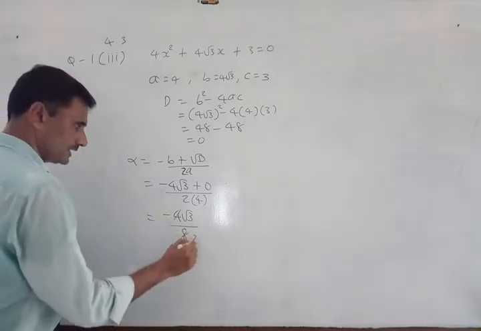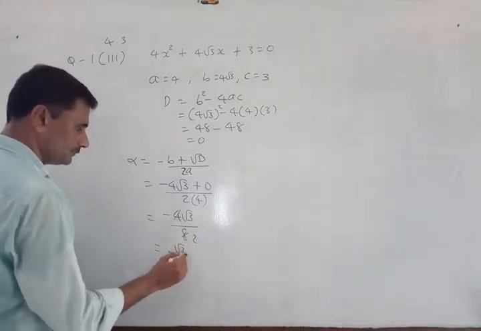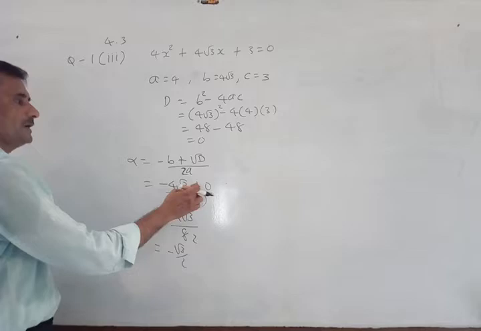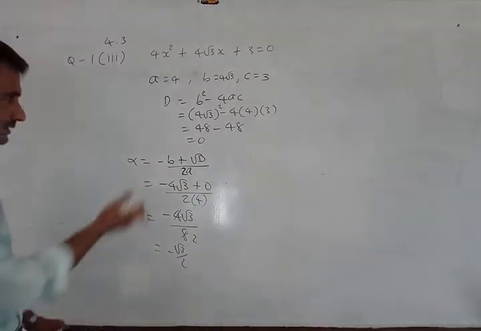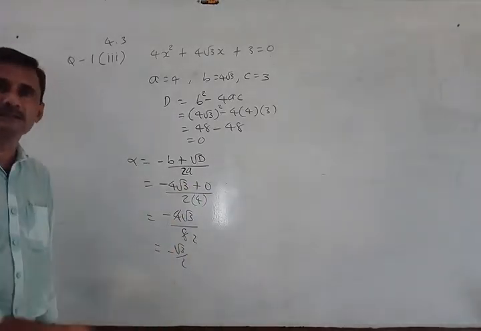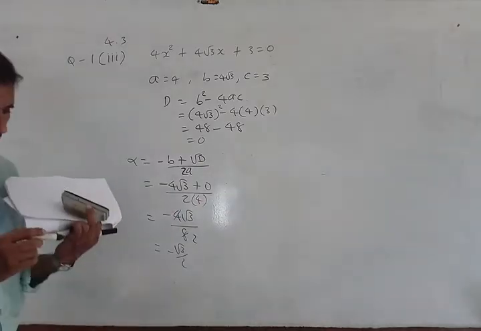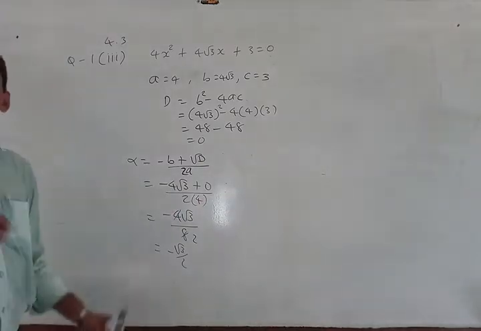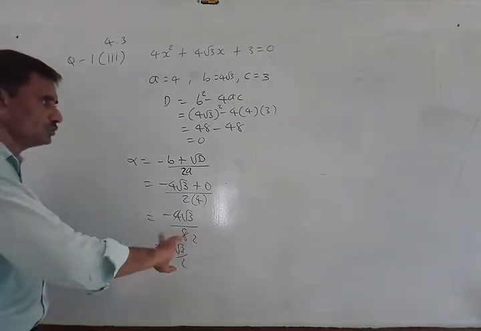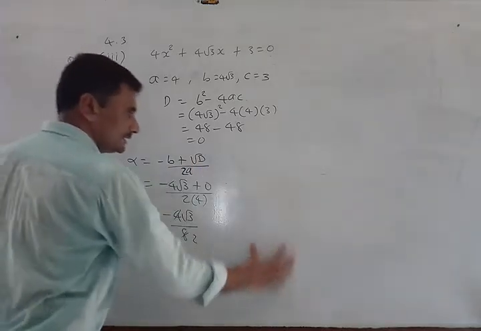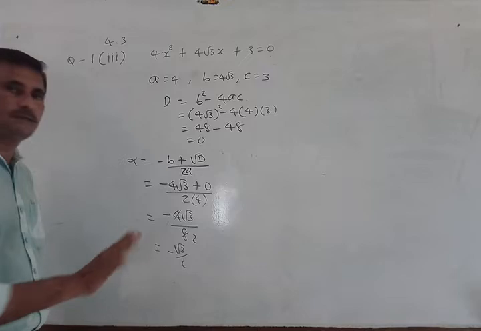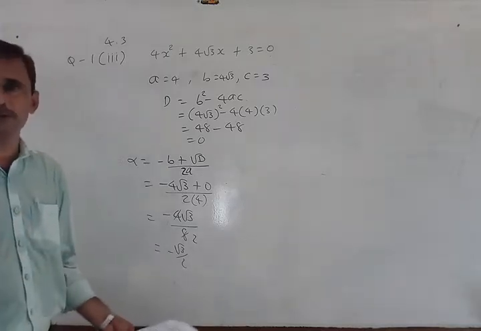4 2 is 8, so it will be minus root 3 upon 2, and beta will be the same because minus 0 does not affect the value of x. So no need to write it here. Understand? Here both roots are identical. If you want, you can write beta, but the answer will be the same. If you don't want, no problem.